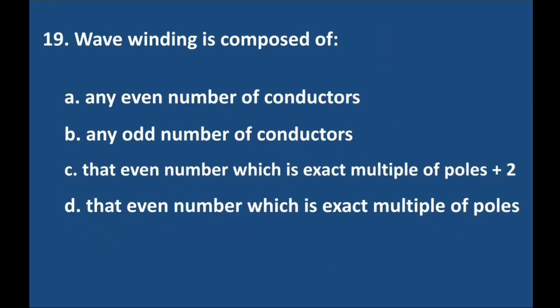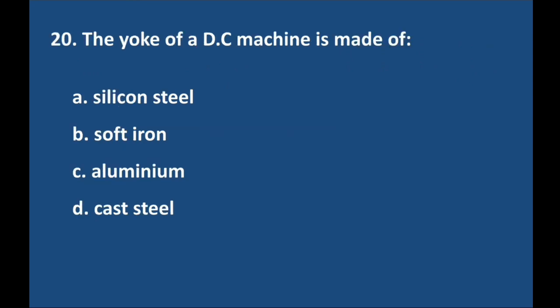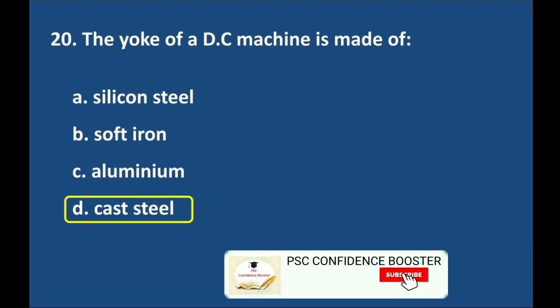Question number 19. Wave winding is composed of. Answer is option C, that even number which is exact multiple of poles plus 2. Question number 20. The yoke of a DC machine is made of. Answer is option D, cast steel.